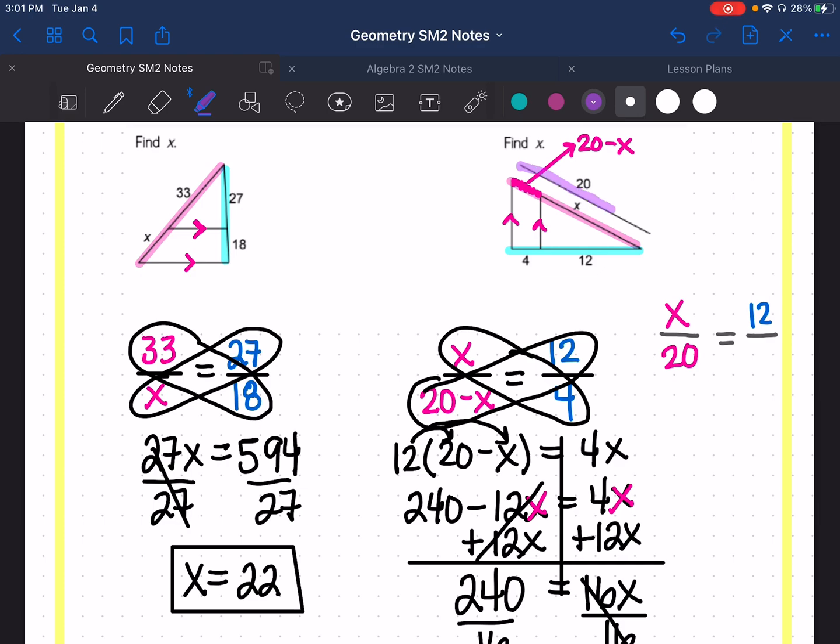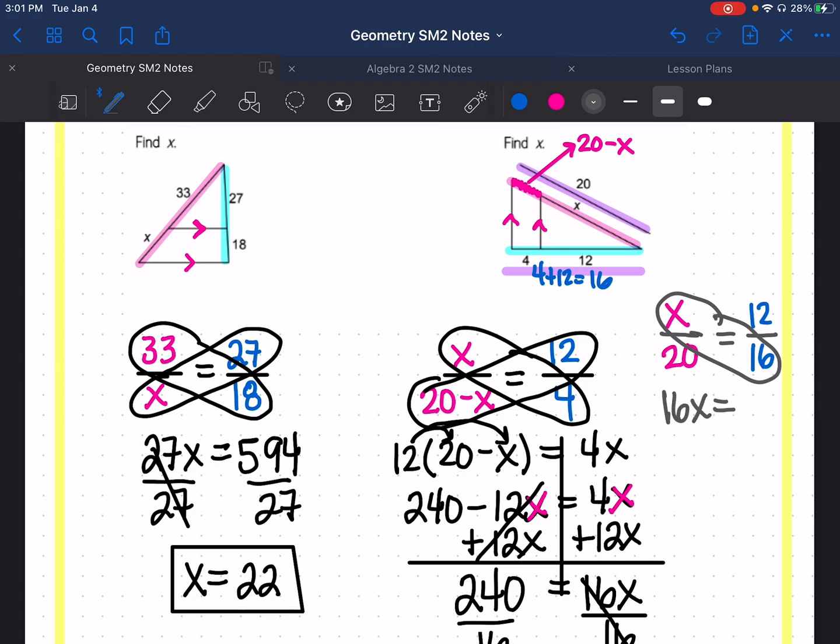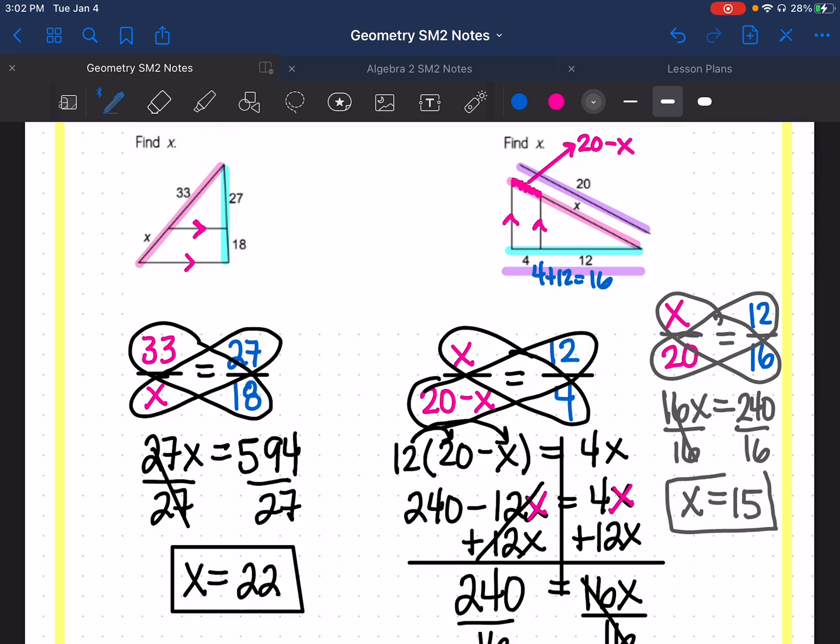Let me show you where the 20 is. I need that same thing over here on the blue side. So to get that, I'm going to add 4 plus 12, 16. So instead of using the 4, I'm going to use 16. Watch what happens when I cross multiply. x times 16 is 16x. 12 times 20 is 240. 240 divided by 16, just like in the last problem, is 15. Either one of these will work, and the proportionality theorem allows me to do either one.